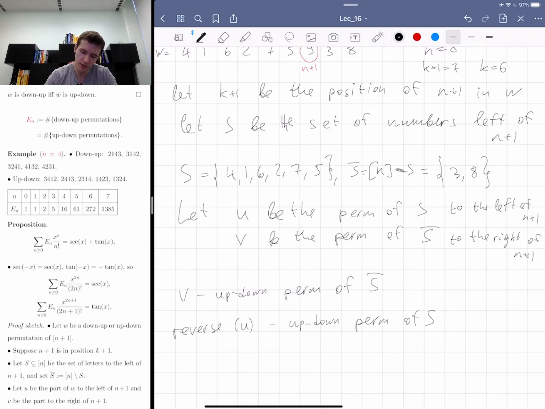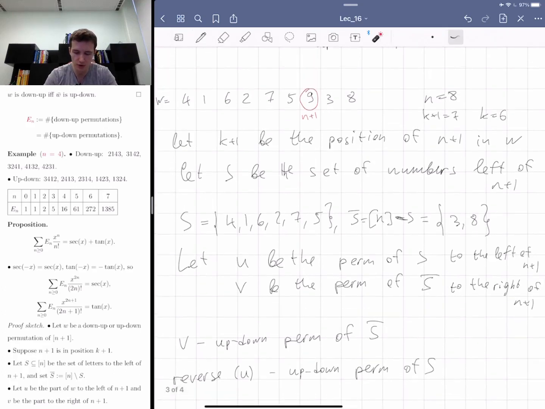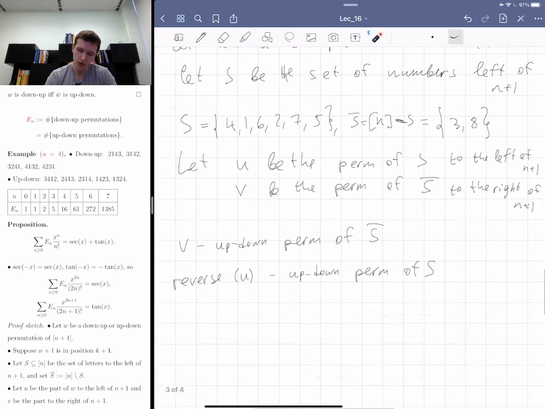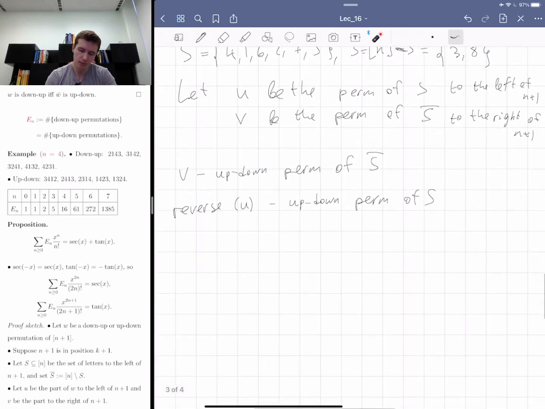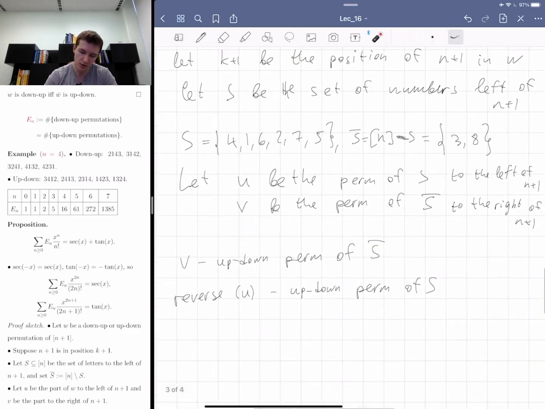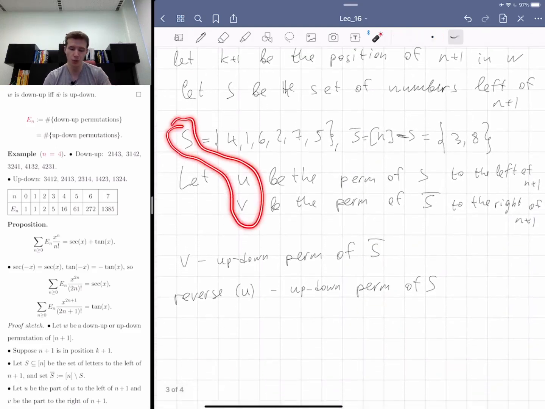Here by reverse, I mean if you just read U in reverse, it goes 5, 7, 2, 6, 1, 4. So if you read these letters in the reverse order, it's going to start up, down, etc. And any triple of S, U, and V can be obtained uniquely in this way.